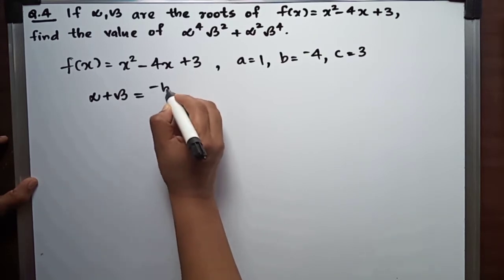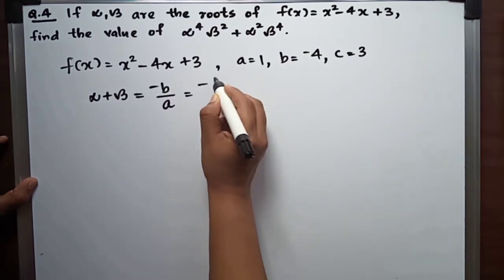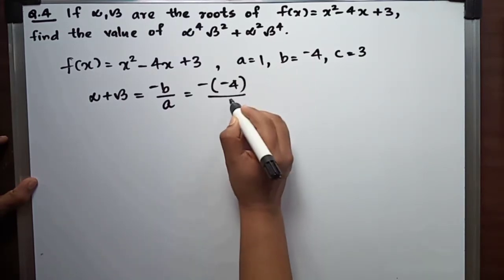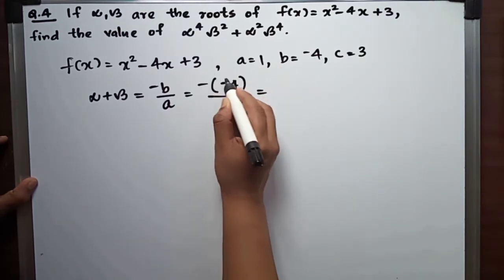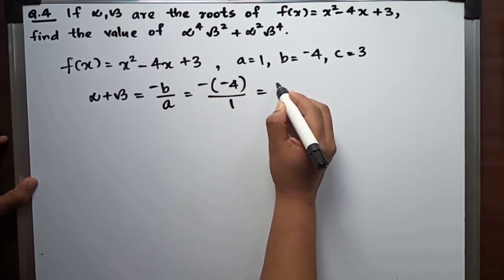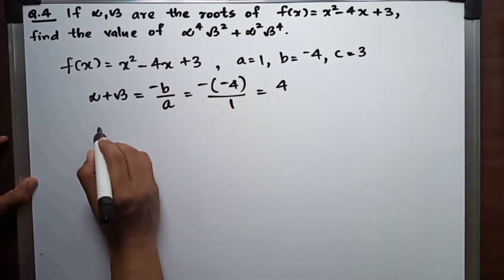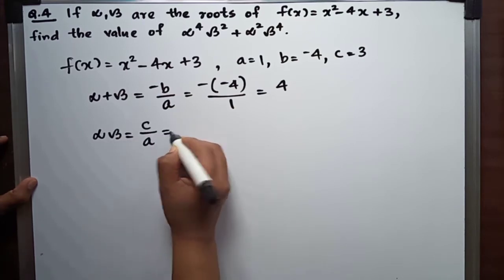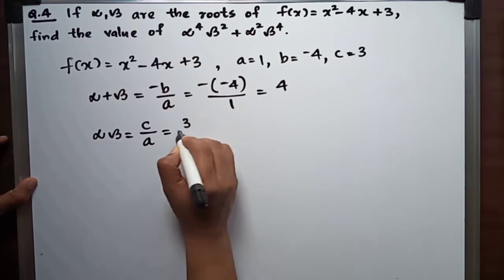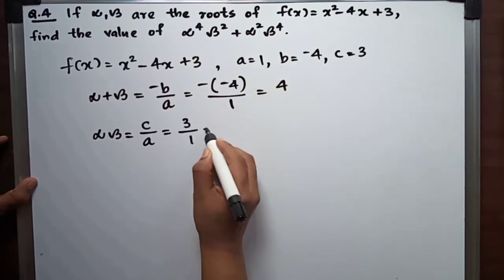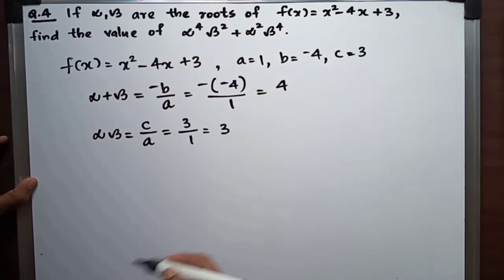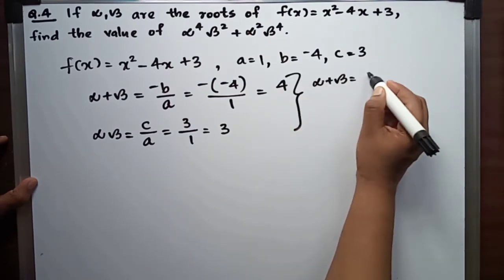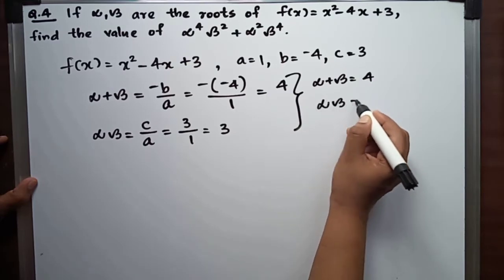is −b/a. −b is −(−4), divided by a, which is 1. Minus of minus is plus, so this is 4. Now alpha beta is c/a, that is 3. c is 3 and a is 1, 3 by 1 is 3. So we got the values of alpha plus beta as 4 and alpha beta as 3.